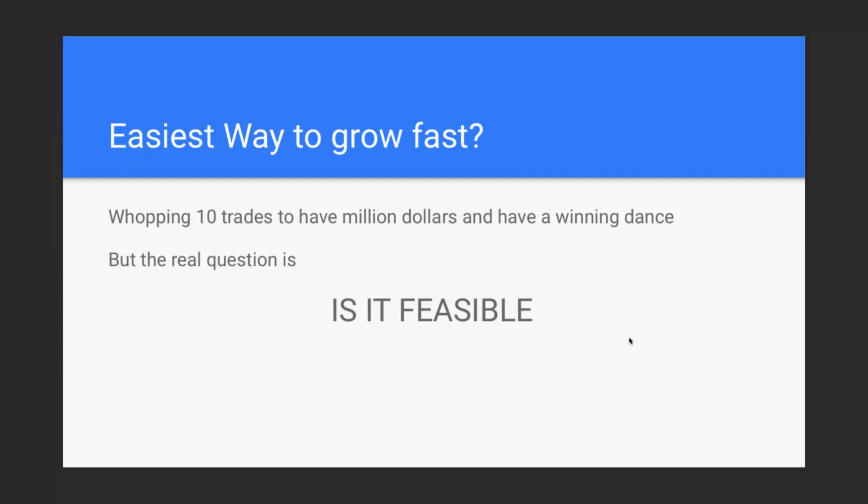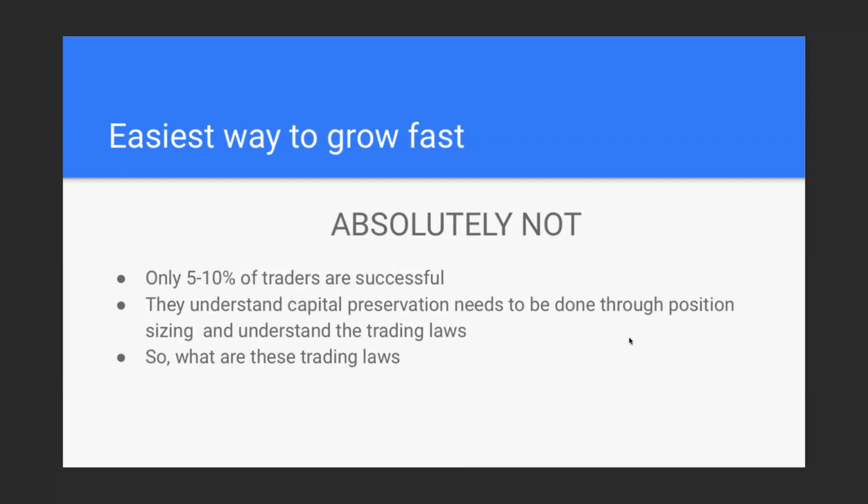and you can have a winning dance, right? But the real question here is, is this feasible? The answer is absolutely not. This is not feasible at all. The reason is, as per the statistics, in the trading world only 5 to 10% of traders are successful. And these people understand that capital preservation is very, very important, and that needs to be done through position sizing. And they understand the trading laws. So why am I saying it's not feasible?